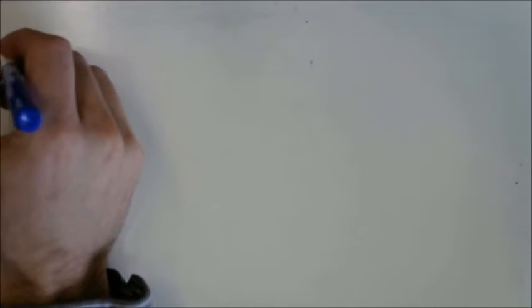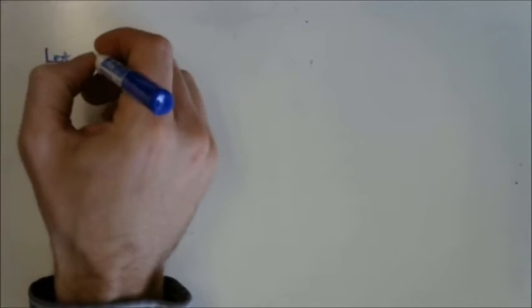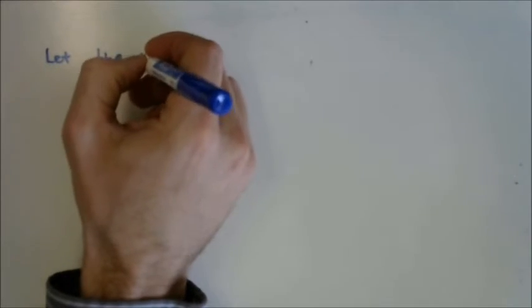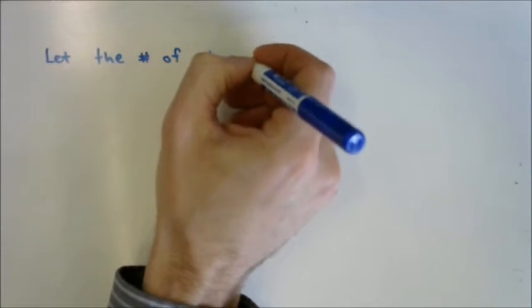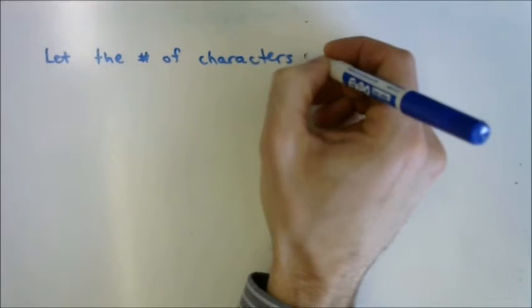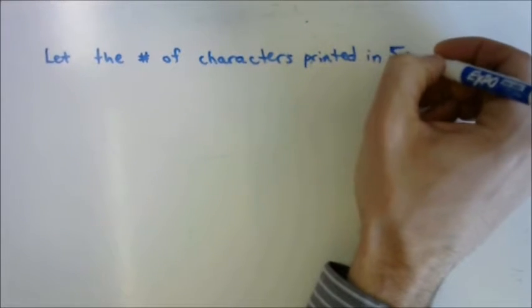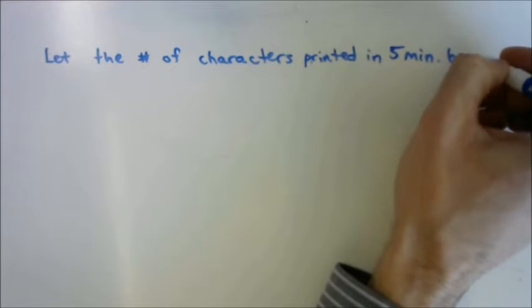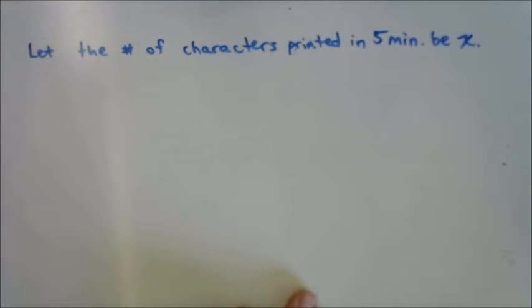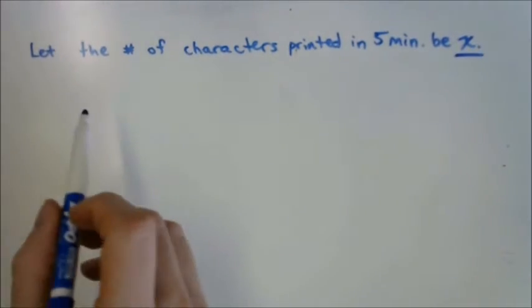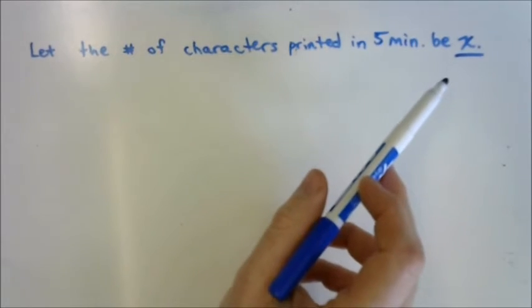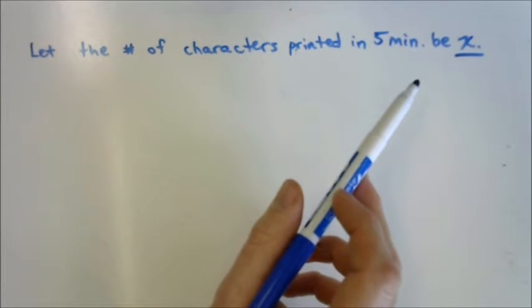So here we go. We note that it can print 213 characters per second. That's our rate. And we need to know how many it's done in 5 minutes. So we're going to introduce a variable. Let the number of characters printed in 5 minutes be x. Okay, so we've introduced the variable x. We've said the total number of characters that it prints in 5 minutes, that's going to be x. Well, that's actually going to be our final answer, right?